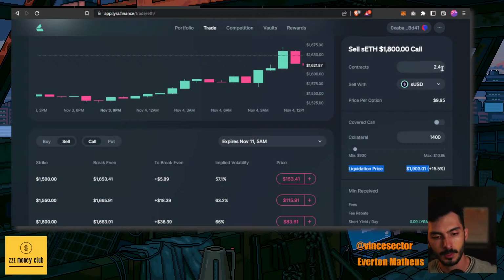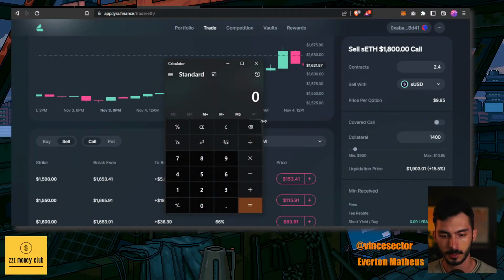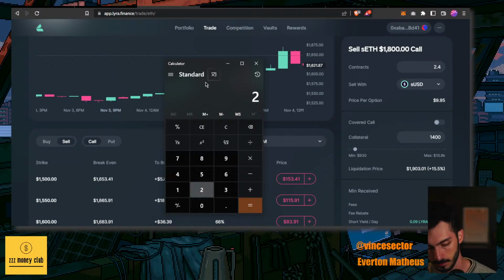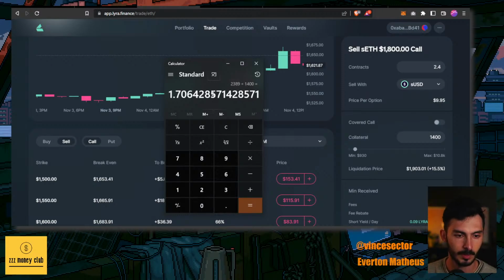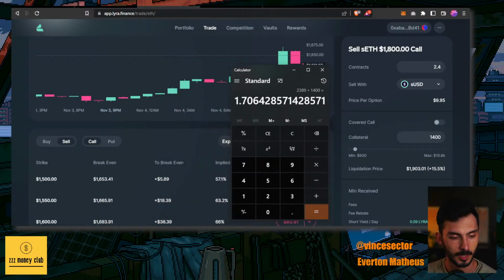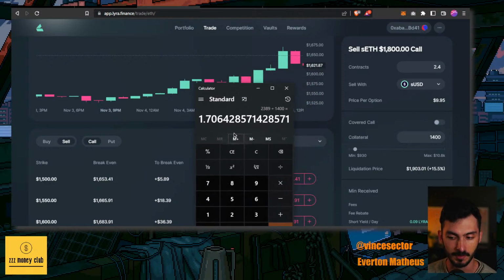So let me see what is the yield for my strategy, so I can show you. So we're getting 2389, and we are dividing that by 1400. So the yield for this one is actually 1.7. So this is how much I would make this week. 1.7 by leveraging, against that 0.55 that you would make without any leverage.